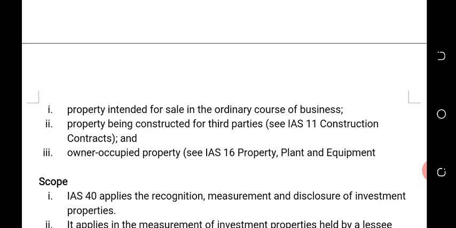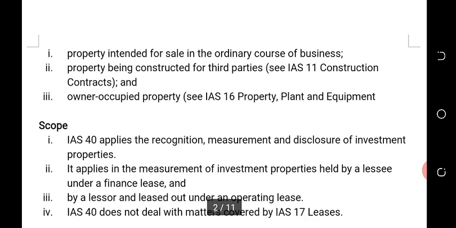Property being constructed for a third party. When an organization is constructing a property for a third party, that should be treated in line with IAS 11, which is construction contracts. But the recent IFRS 15 supersedes IAS 11. So all items of IAS 11 are inside IFRS 15, revenue from contracts with customers. So number three, owner occupied property. Any owner occupied property should be treated in line with IAS 16.